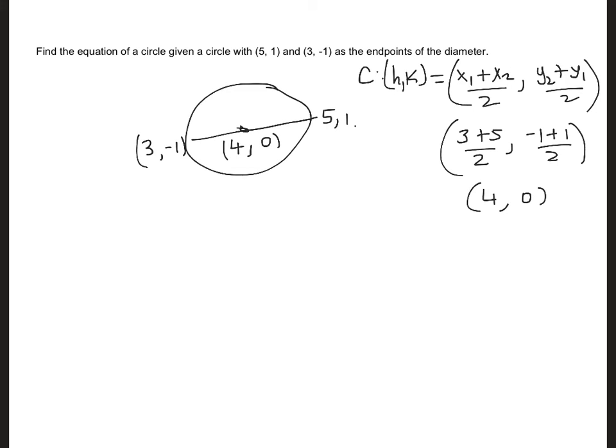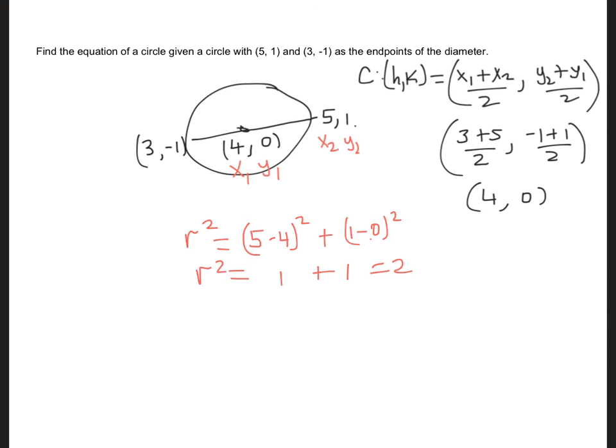Now when I know the center, I just have to find the radius. To find the radius, I just need to use the formula we used on the previous example. So I'm just going to call this x1, y1, x2, y2. So this becomes 5 minus 4 squared plus 1 minus 0 squared. So I get this is 1 plus 1, which is equal to 2. So r squared is equal to 2.